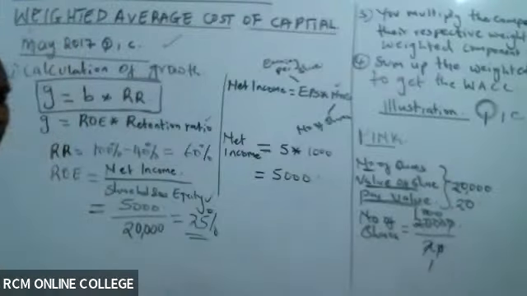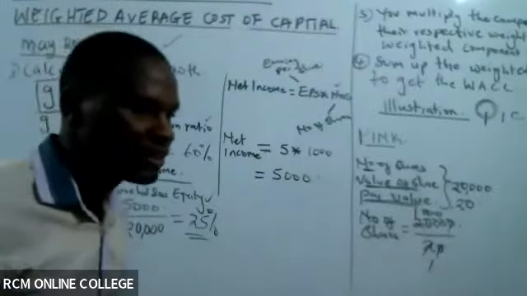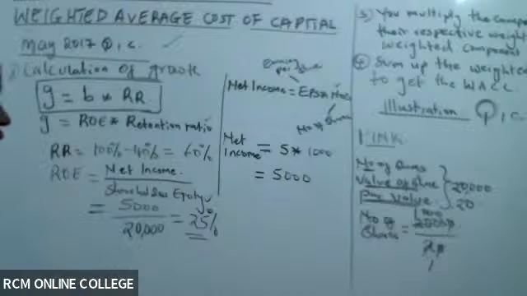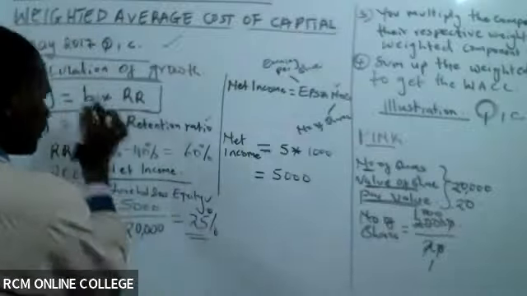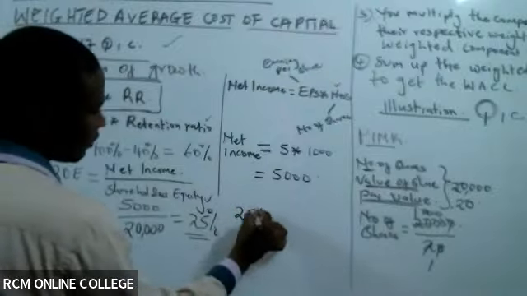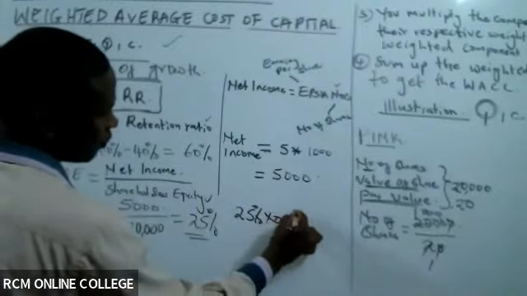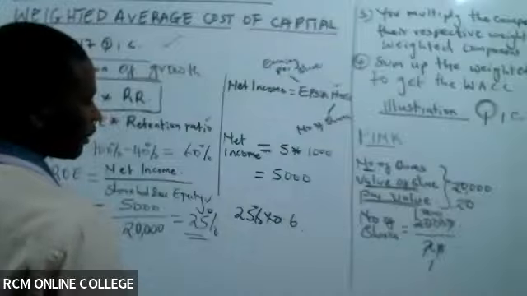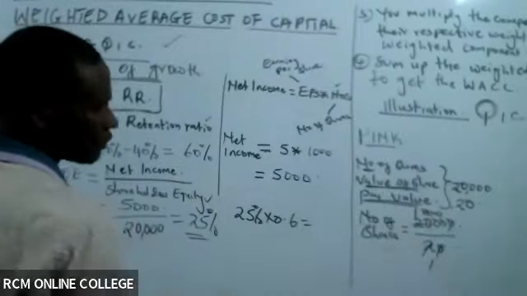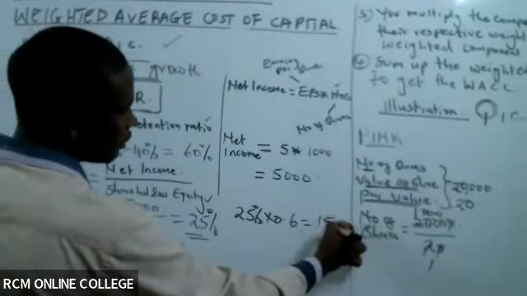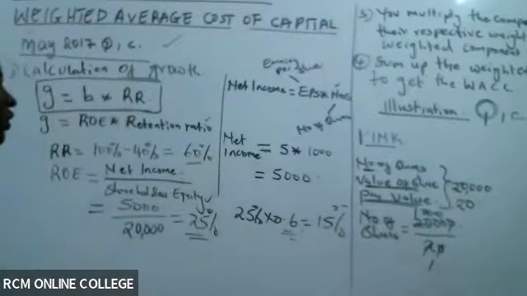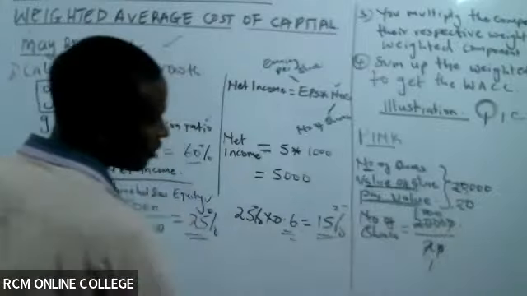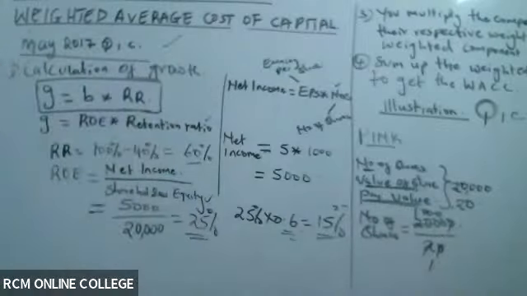G is 15% from everyone. Getting G is easy. B is 25% times 0.6. You see? And these are percentages. So people gave me 15% because my retention ratio was 0.6. So now we have our G. With that G, I'm good to go.